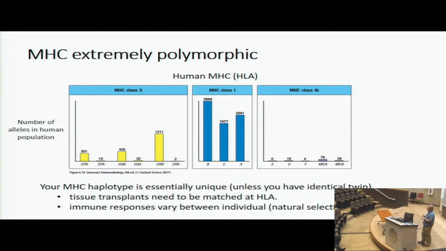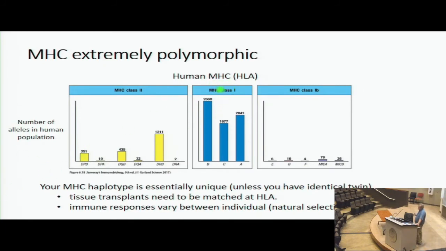But what that means is that in the human population, there are lots of different alleles of these MHC molecules. So in the class II MHC molecules, remember, both alpha and beta chains are encoded in the MHC. And so there are actually three class II molecules. Let me start with class I, it's a bit easier.